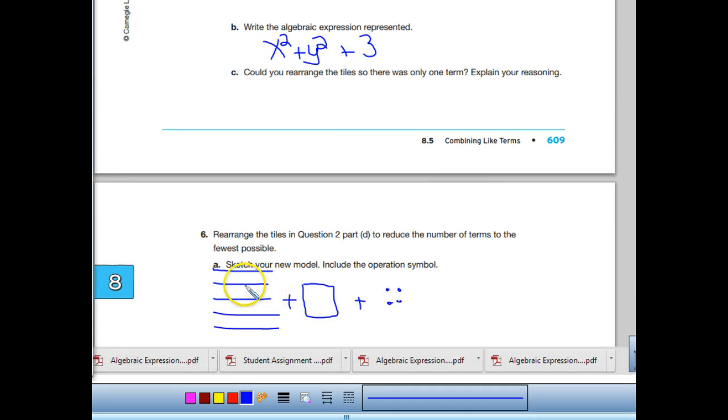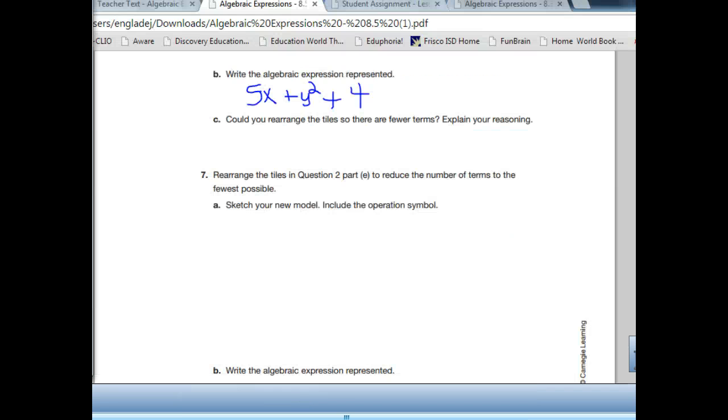All right, so in 6 part A, I came up with the following sketch. I'm going to combine that 3 plus 1 together. Hopefully you did part B, but if you did not, go ahead and do that right now. It says write the algebraic expression that you represented. So I had 5x plus 1y squared, right? So we just write y squared plus 4.